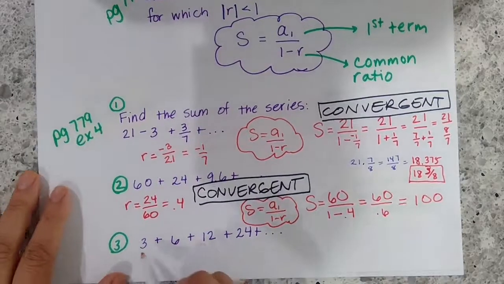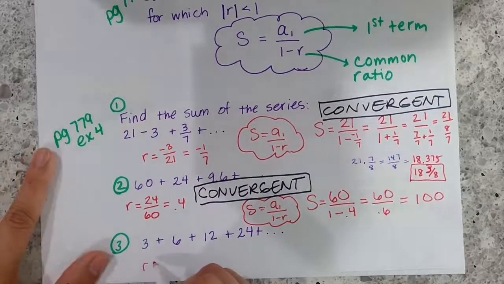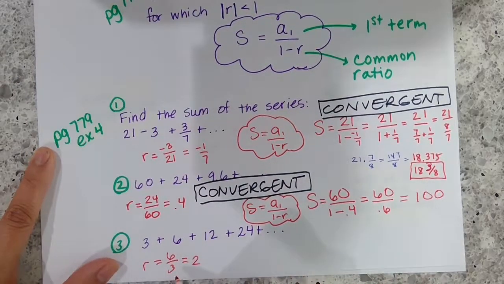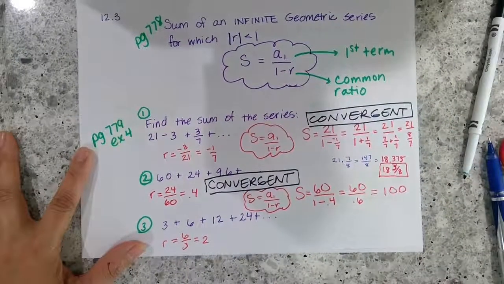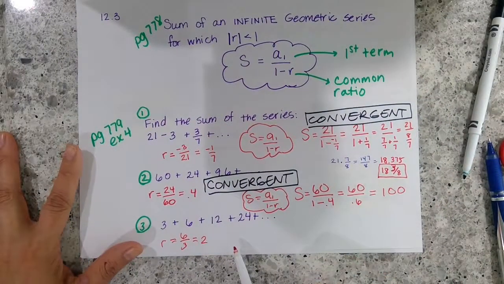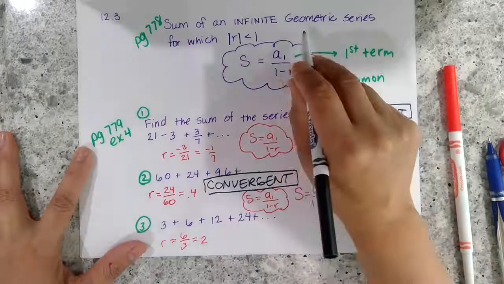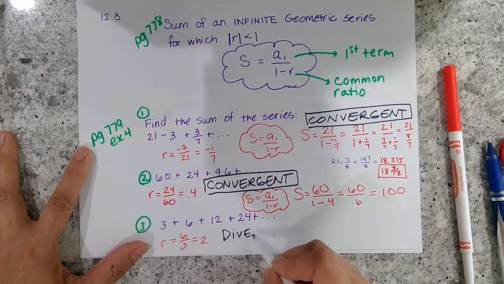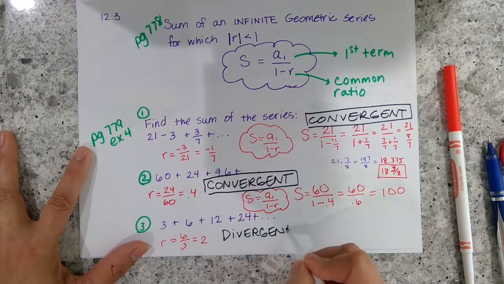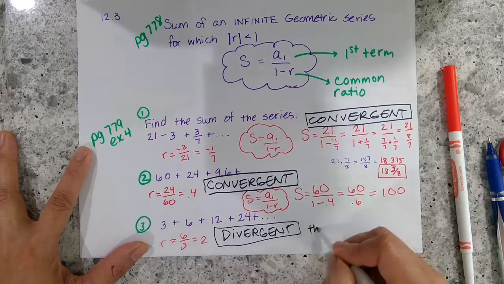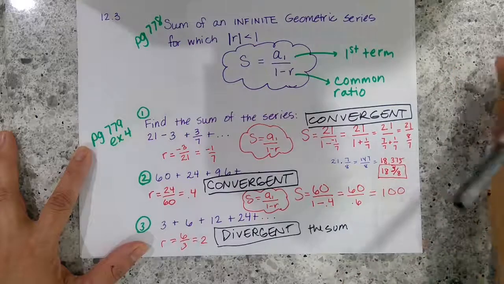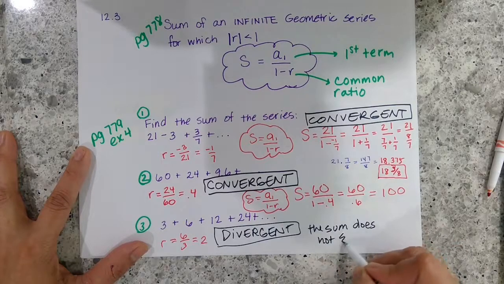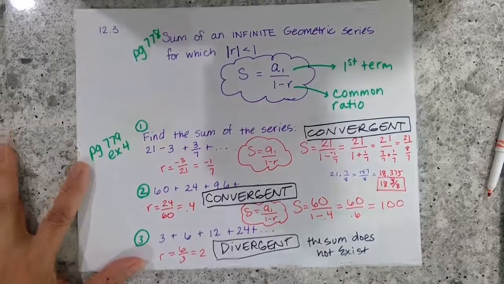So first, you can probably already see what the pattern is, but again, if I didn't know that, I would go 6 divided by 3 is 2. Oh yeah, it looks like it's doubling. Okay, because r is 2, that means that this does not have a sum. It is divergent. You could put the sum does not exist if you want, divergent. If it's divergent, it gets bigger and bigger, or smaller and smaller, so the sum does not exist. That's it, not too bad.